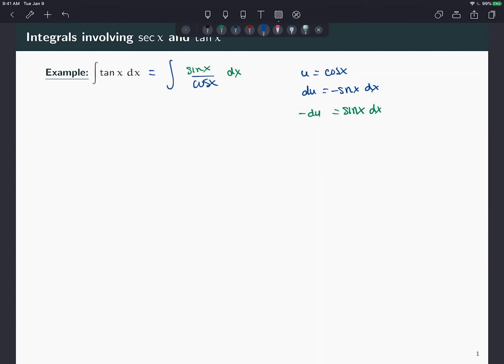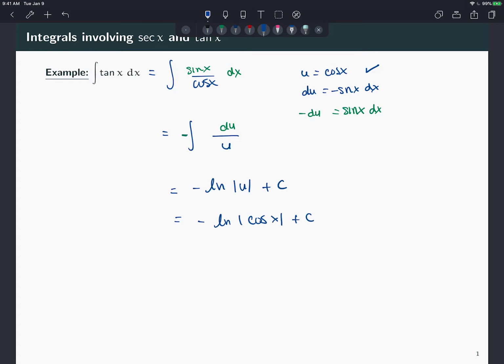So replacing sine x dx for negative du, I end up having negative du, and I took the negative outside, and I have over u. So this is a simple natural log, right? So if I integrate this, it becomes the negative natural log of the absolute value of u plus a constant. Now I should not leave it like that. I have to go back to my original function, which was cosine. So this becomes a negative natural log of the absolute value of cosine x.